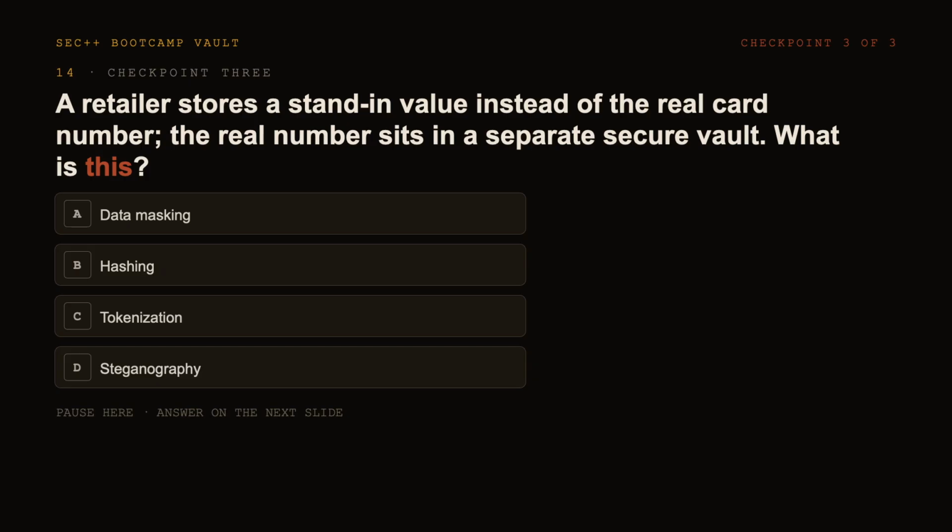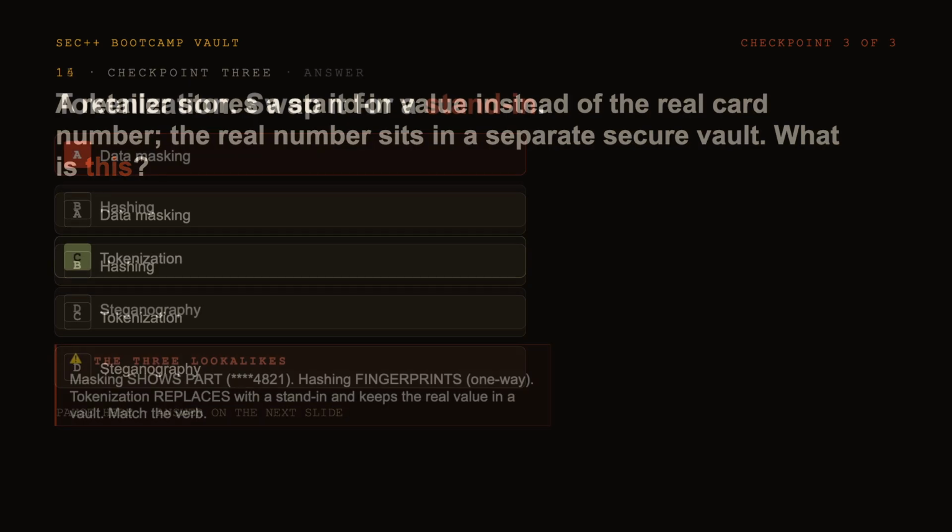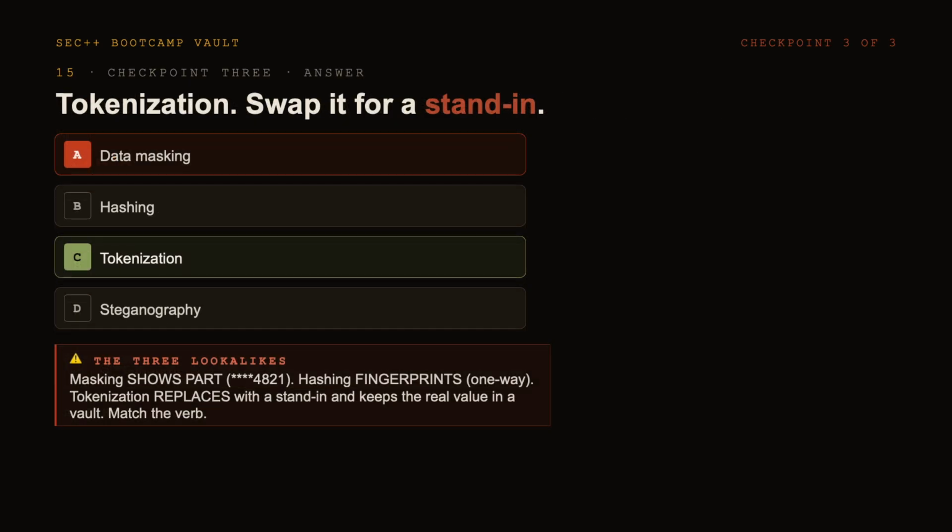Checkpoint 3. A retailer stores a stand-in value instead of the real card number, and the real number sits in a separate secure vault. What is this? A. Data masking. B. Hashing. C. Tokenization. D. Steganography. Is the value partially covered, fingerprinted, replaced, or hidden inside another file? Pause now. The answer is C. Tokenization. The real number was replaced by a stand-in, and the real value lives somewhere else.